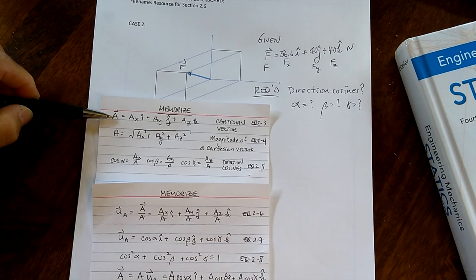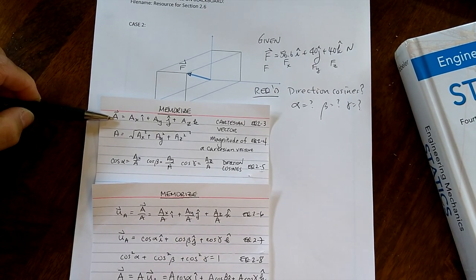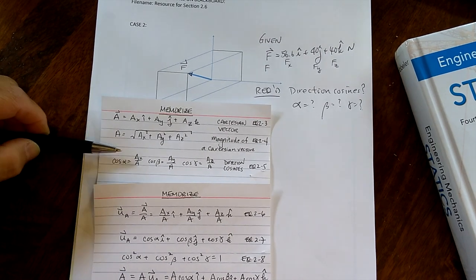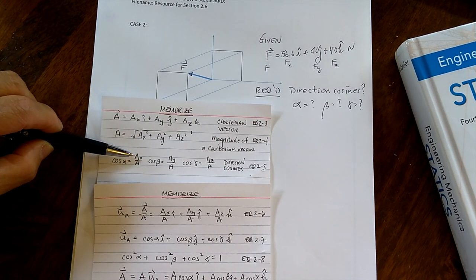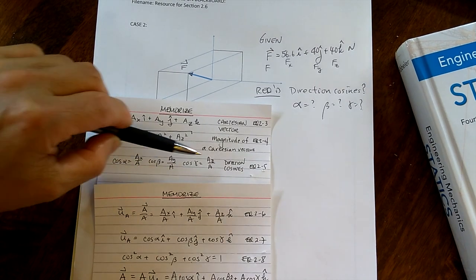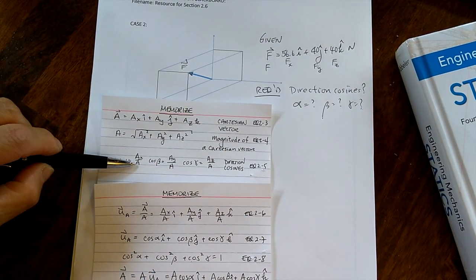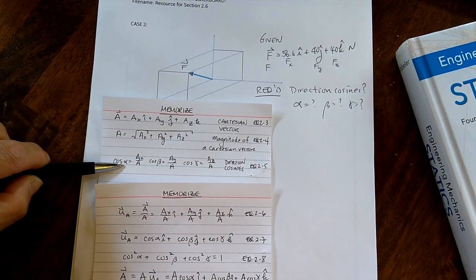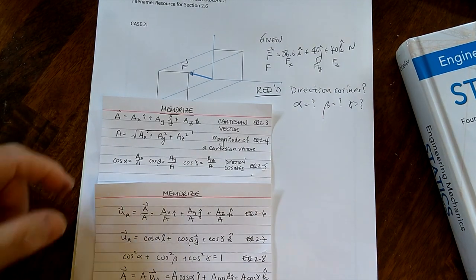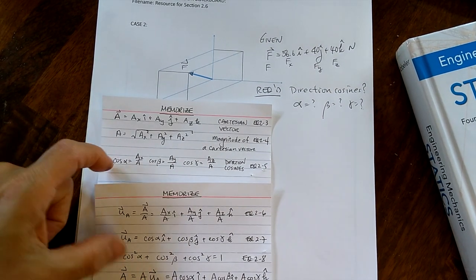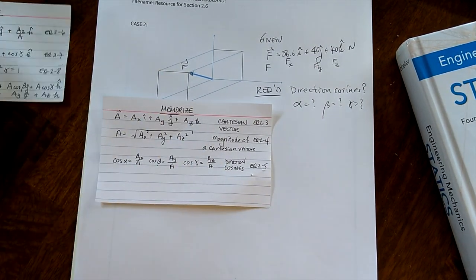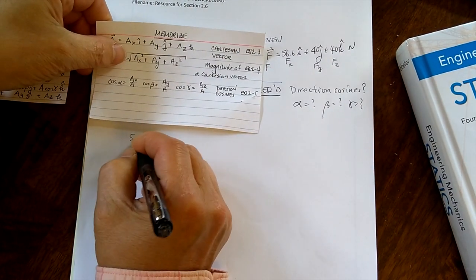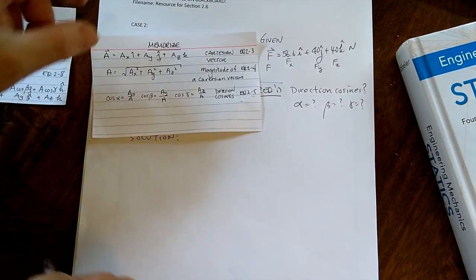So not this. This has no information about the direction cosine. Neither does this. This one looks pretty good because it says if I know the components of the x, y, and z of the force along with the magnitude of the force, I should be able to find the direction cosines alpha, beta, and gamma. So I'm not even going to analyze the equations on this sheet. I'm just going to end up using that equation.